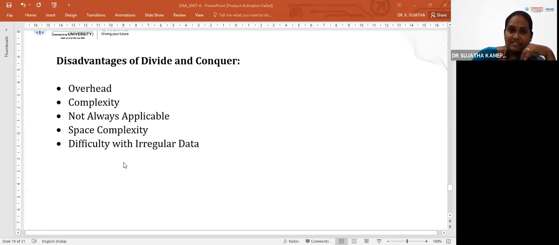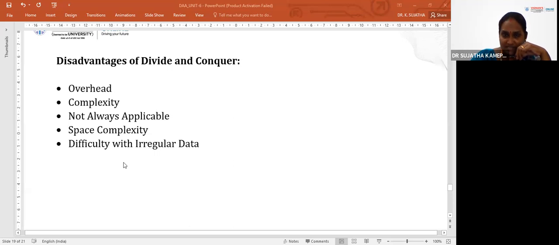Coming to complexity, designing and analyzing divide and conquer algorithms can be challenging. Determining the appropriate way to divide a problem and combine the results can require a deep understanding of the problem's structure. And not always applicable. Divide and conquer is not suitable for all types of problems. Some problems do not naturally lend themselves to division, or the division may not lead to a reduction in complexity.